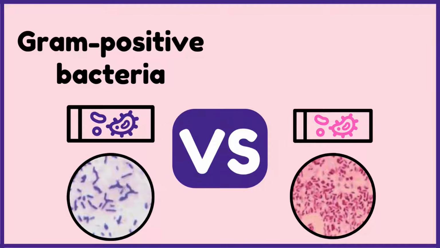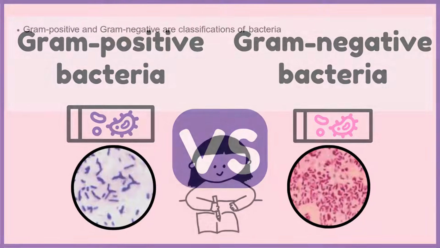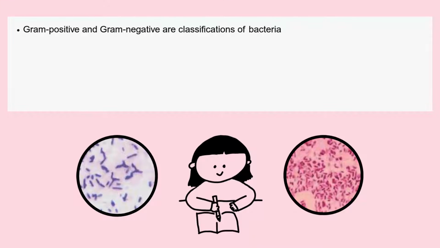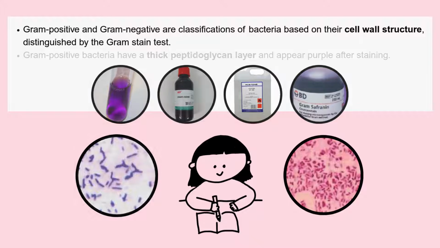Gram-positive bacteria and gram-negative bacteria. Gram-positive and gram-negative are classifications of bacteria, based on their cell wall structure, distinguished by the gram stain test.